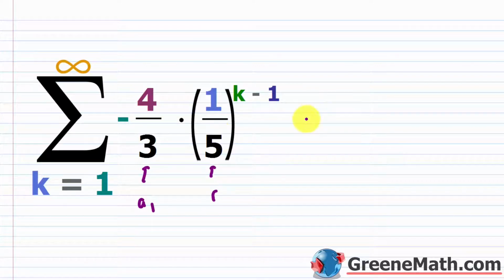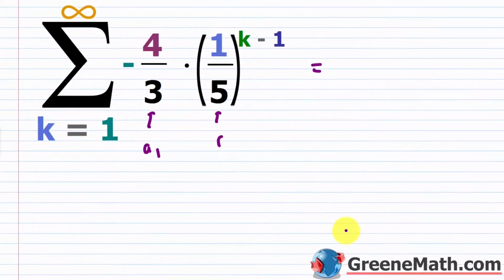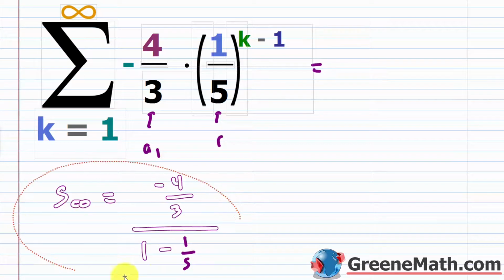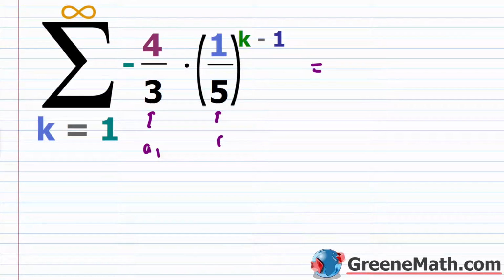So what we're going to do is just write this out. Let me see if I can fit this on the screen. My formula again, s sub infinity is equal to a sub 1, which in this case is -4/3, over 1 minus r. So 1 minus 1/5. So let me copy this. Again, we're just going to run out of room here. There's just too much stuff on the screen.